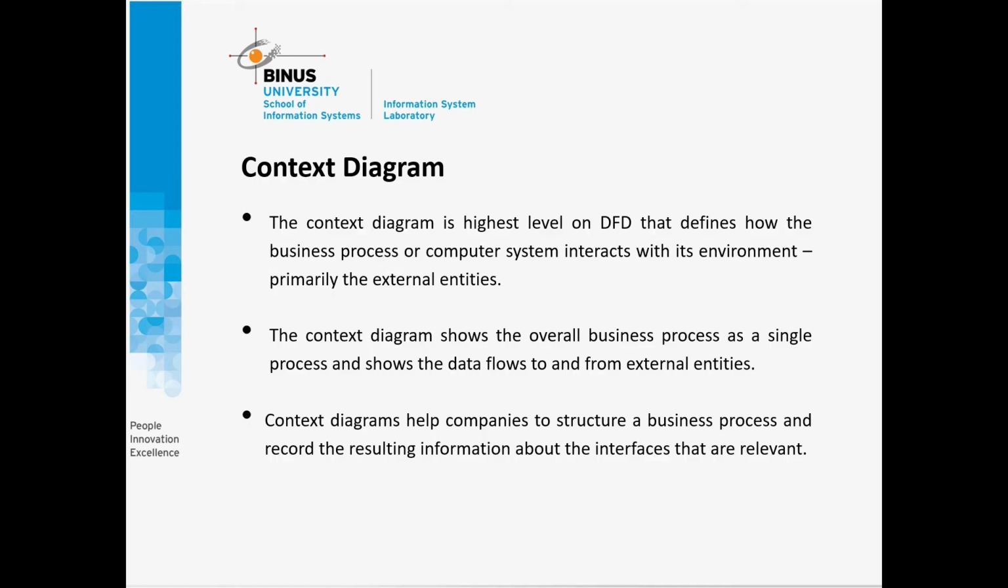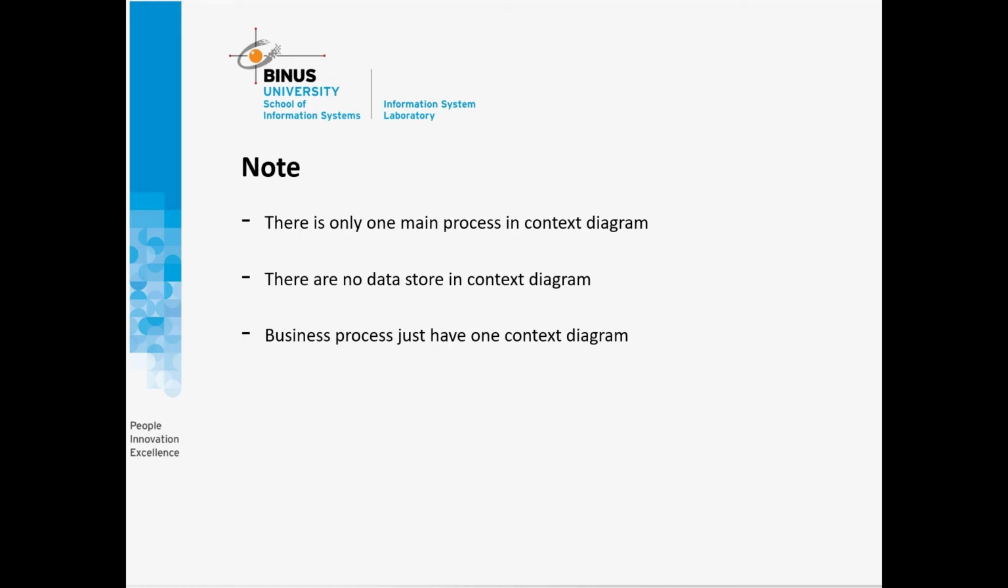Context diagram is the highest level of data flow diagram that defines how the business process or computer system interacts with its environment, primarily the external entities. The context diagram shows the overall business process as a single process and shows the data flows to and from external entities. Context diagrams help companies to structure a business process and record the resulting information about the relevant interfaces. Here are some notes that you have to remember when you create a context diagram.